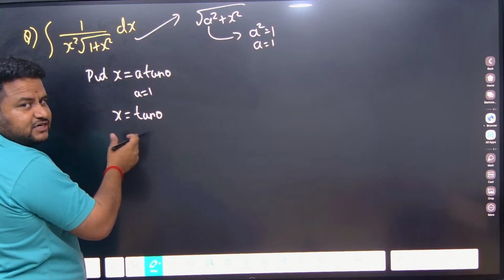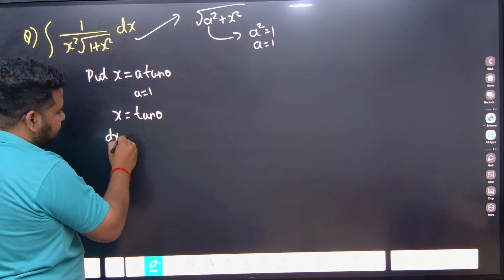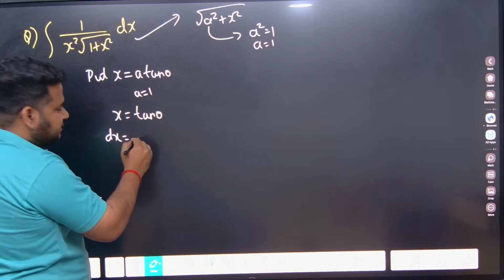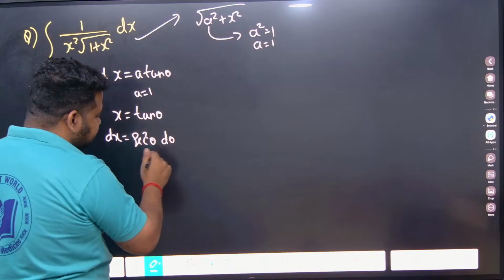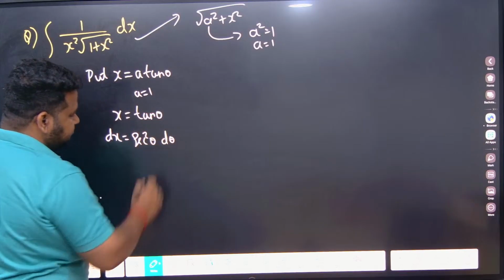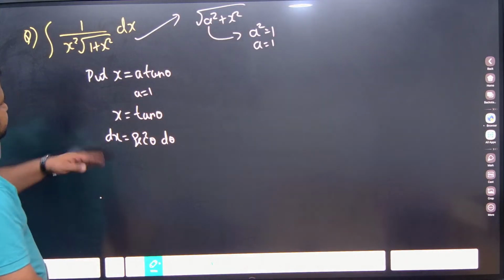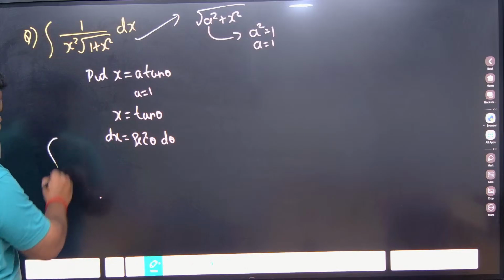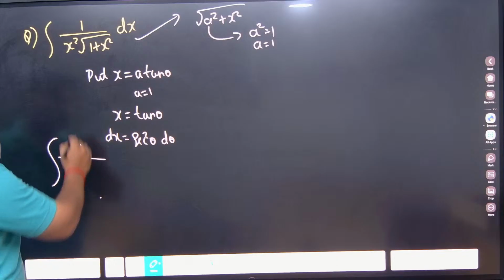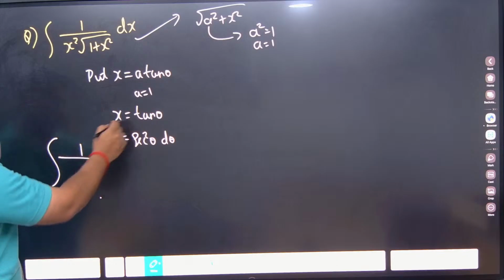Let me differentiate on both sides. So dx will become equal to d by dx of tan theta, which is secant square theta d theta. This is what we have. Now just put these values here. If I put these values, I will have the integral of 1 by x square. 1 by x is tan theta.